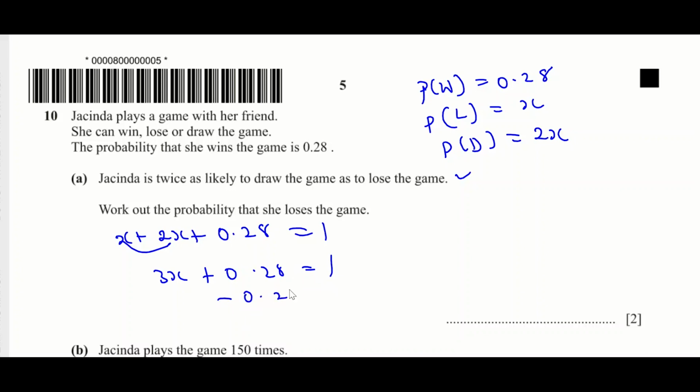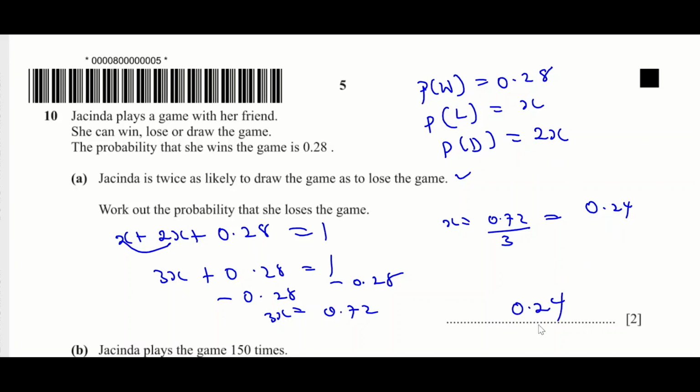Subtract 0.28, subtract 0.28. Okay. So you have 3x equal to 0.72. So x will be equal to 0.72 divided by 3. So x equals 0.24. So the probability that she loses the game is x, which is 0.24.